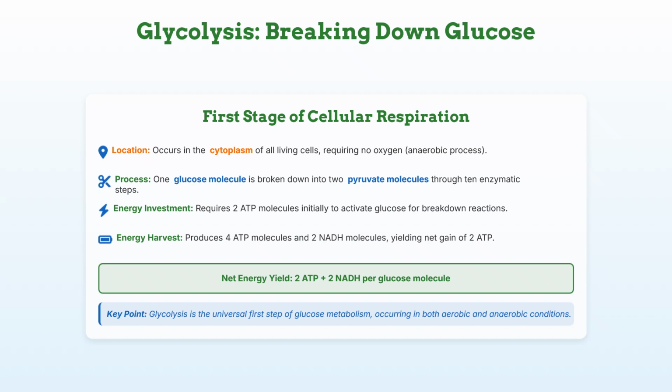The process begins with one glucose molecule being broken down into two pyruvate molecules through 10 carefully orchestrated enzymatic steps. However, the process ultimately produces four ATP molecules and two NADH electron carriers, yielding a net gain of 2 ATP. The pyruvate molecules produced will continue to the Krebs cycle if oxygen is available, where much more energy can be harvested.